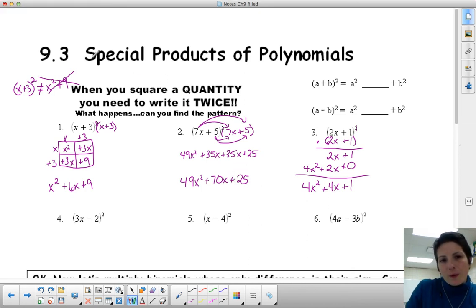Okay, so section 9.3 is over special products of polynomials. With special products of polynomials, you just need to be aware that you don't have to use the shortcuts that I'm about to tell you about, that you can always multiply these out the long way.